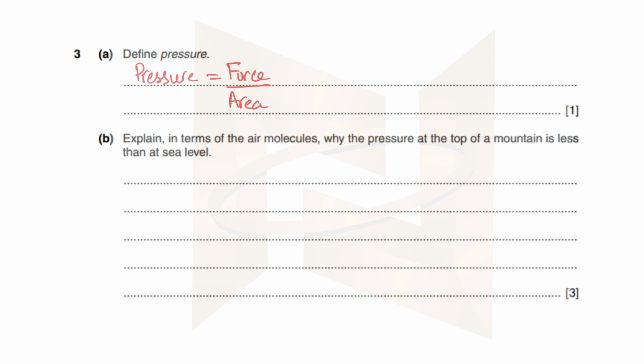Now in part B, they're asking you to explain in terms of air molecules why the pressure at the top of a mountain is less than at sea level. So just imagine that this is a mountain and this is the sea level. So they're asking that if you have an object over here, why does it experience less pressure as compared to the object over here, same object, which experiences more pressure? That is the question. And the answer to that is, when air molecules collide, there is a change in momentum.